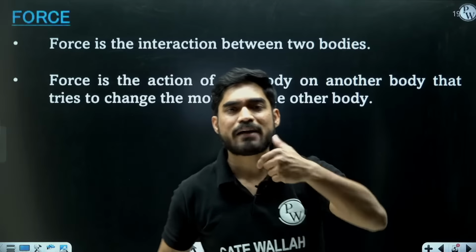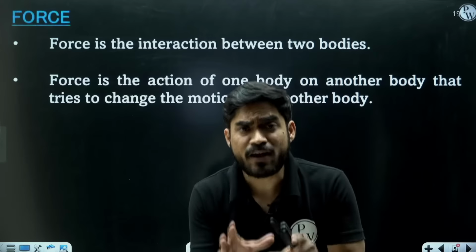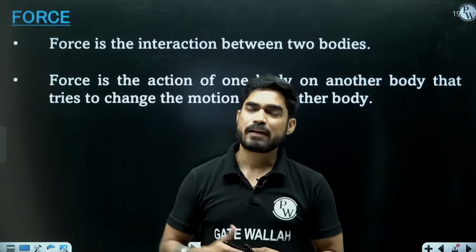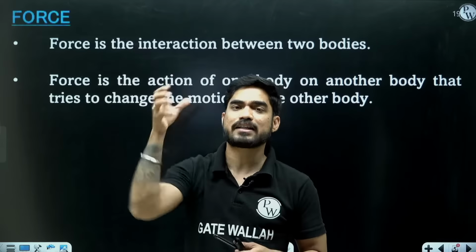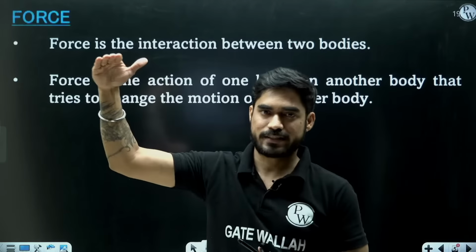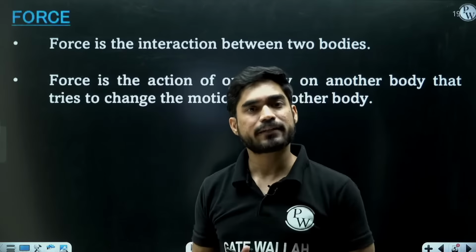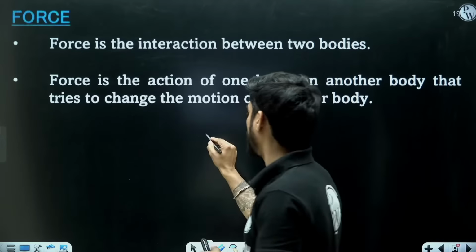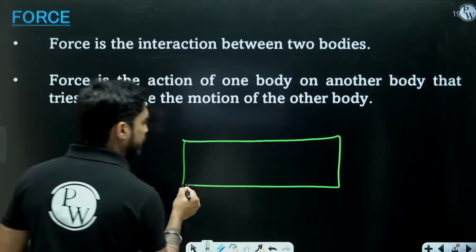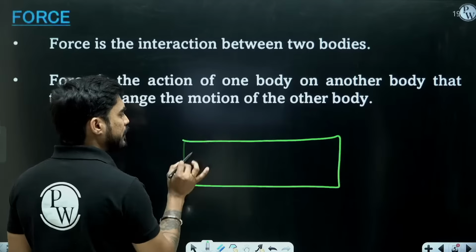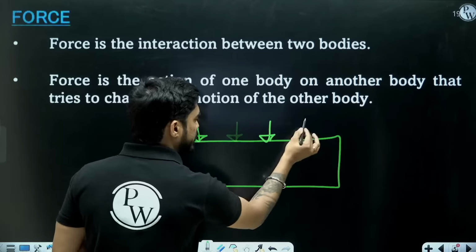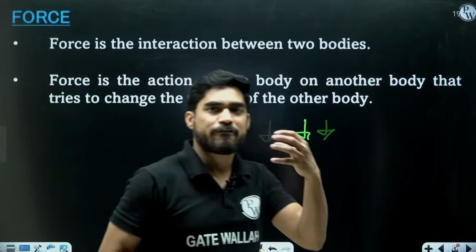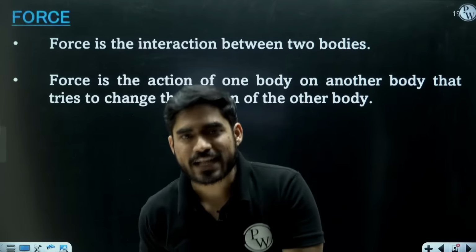Now, what do we mean by force? It is a way of showing this interaction. For example, if I talk about the interaction between the roof and the beam, the roof is supported on this beam, right? So the roof is applying a downward force on the beam. If I draw the free body diagram of the beam, I will show the interaction of roof with the beam with a downward force like this. So what is force? It is a way of showing the interaction between two bodies.